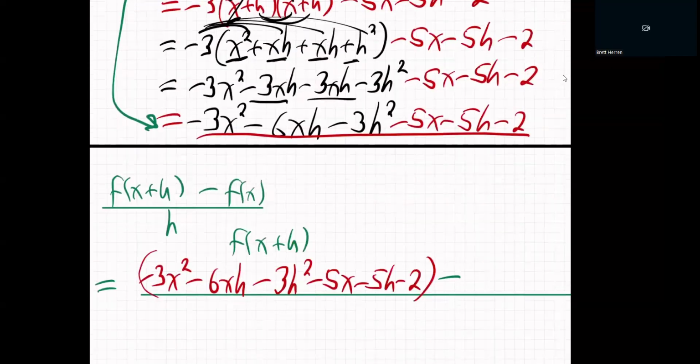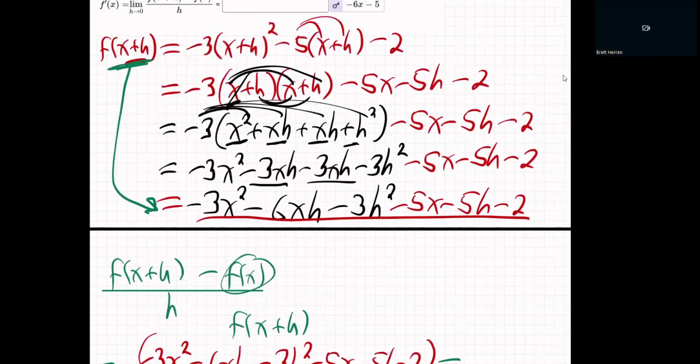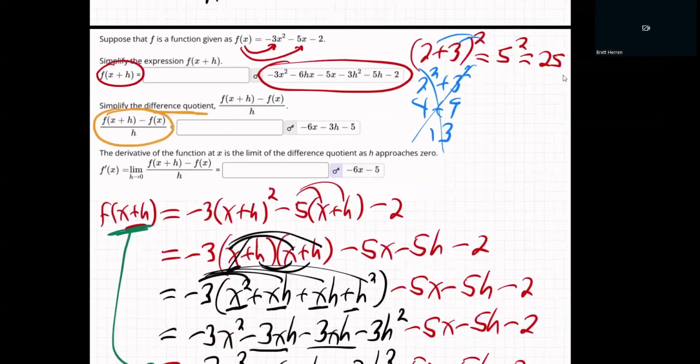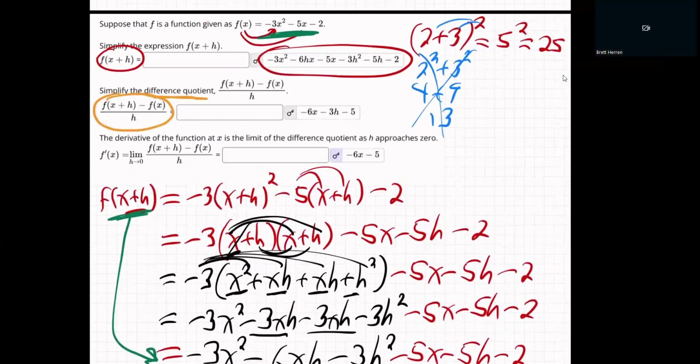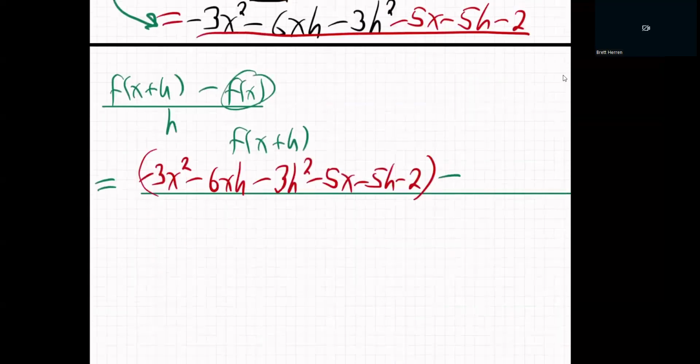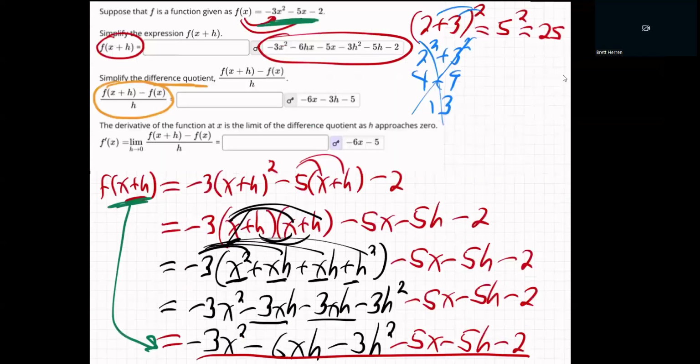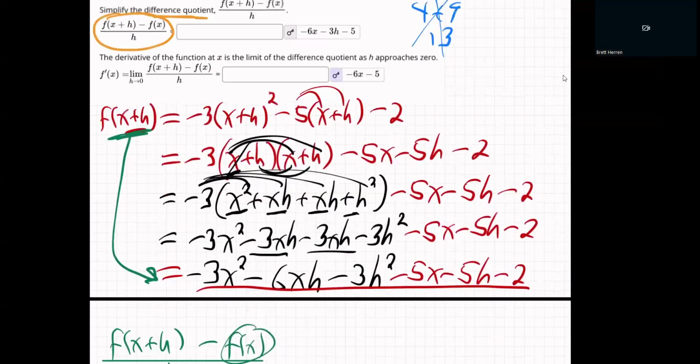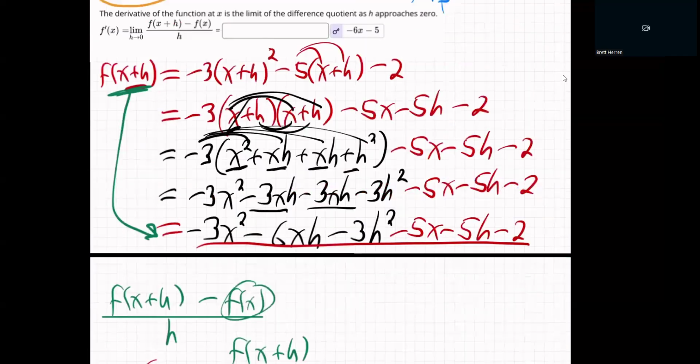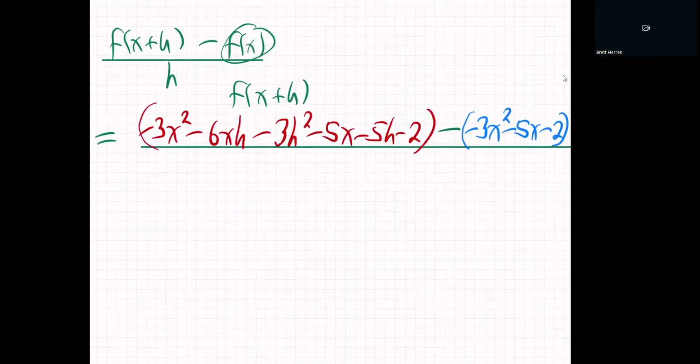So now subtract what? F of x. And what's f of x? Well, from the very beginning, here it is. F of x is that, minus 3x squared minus 5x minus 2. So minus 3x squared minus 5x minus 2. Did I get that right? Minus 3x squared minus 5x minus 2. Yeah. Okay, all over h.